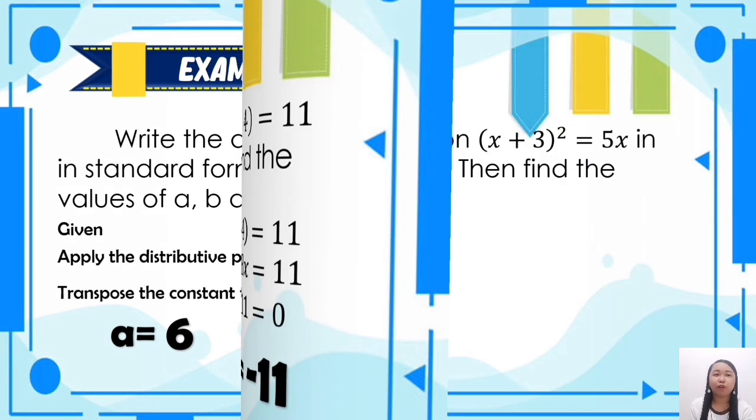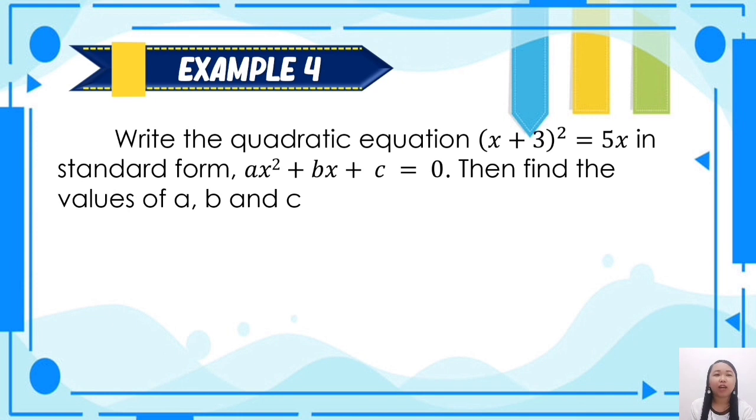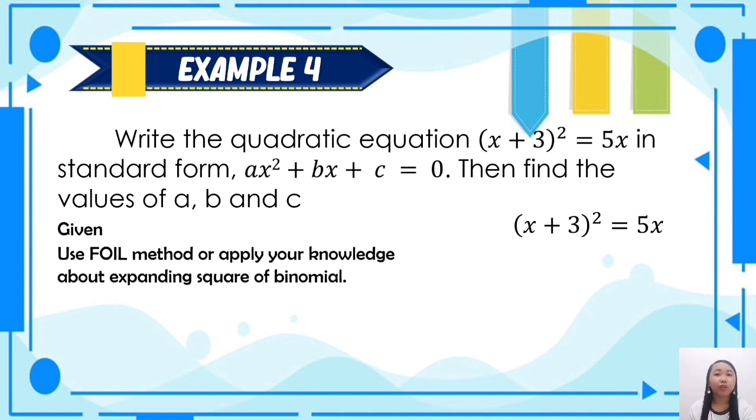Next, example number 4. Write the quadratic equation the quantity of x plus 3 squared is equal to 5x in standard form. So that is the given. In this case, we will be applying the square of binomials, expanding the square of binomial. Or we could use the FOIL method, just multiply x plus 3 by itself.